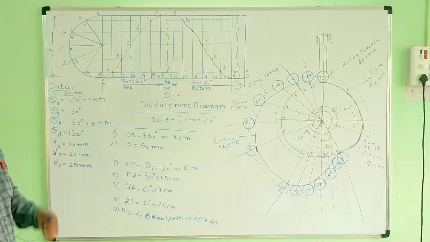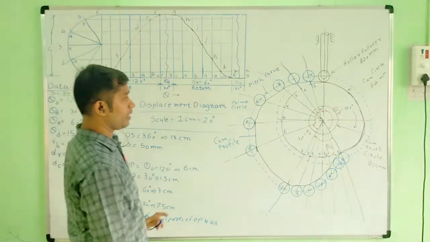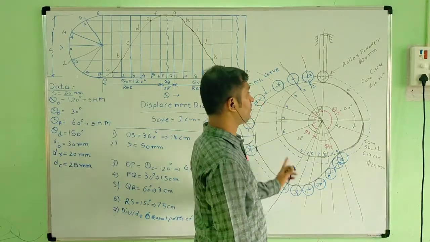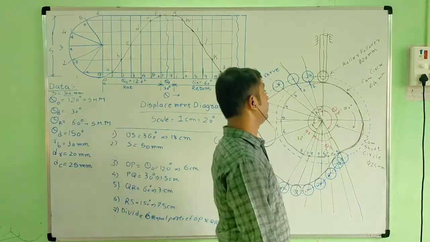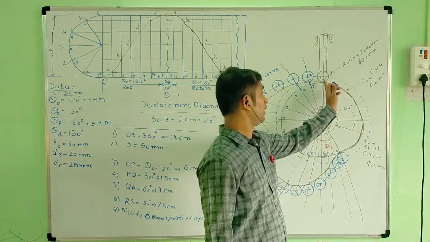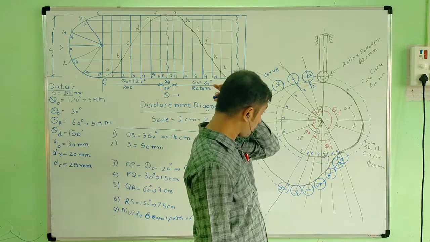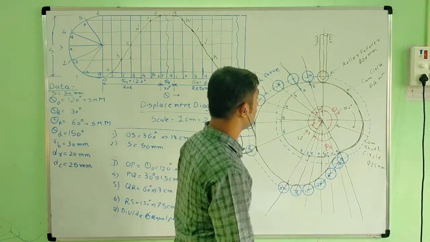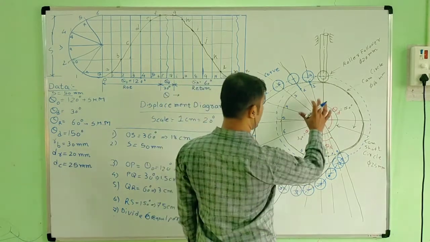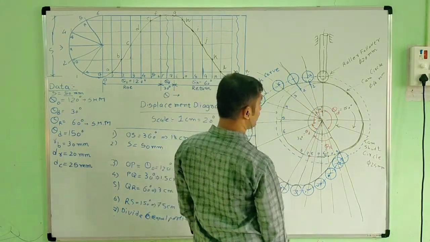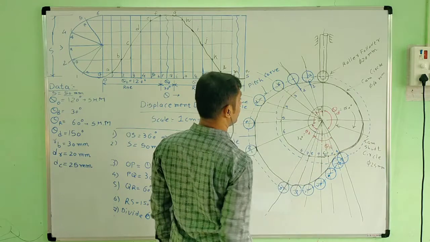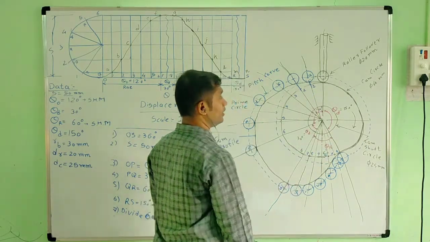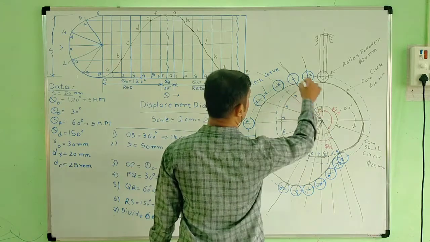Okay, so it's a very simple set of steps. Again I repeat. First of all, draw the camshaft circle. Then draw the cam circle. Then draw a roller follower 20 mm, because it is a radial follower, the follower axis passes through the axis of the camshaft. Then make the angles 120 degree, 30, 60 and 150. Then divide 120 degree and 60 degree into 6 equal parts. Okay, then make a point, then draw a line.